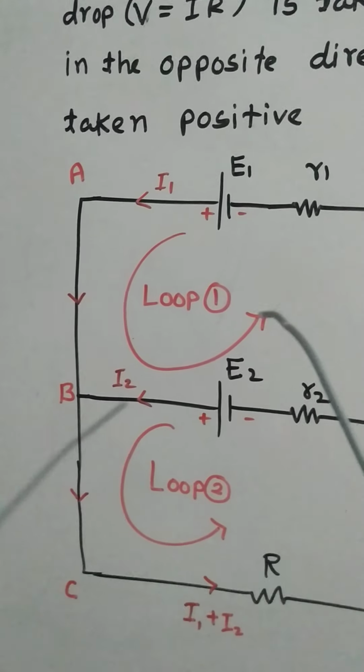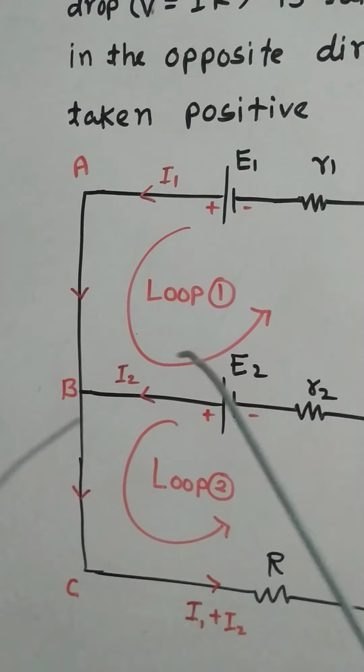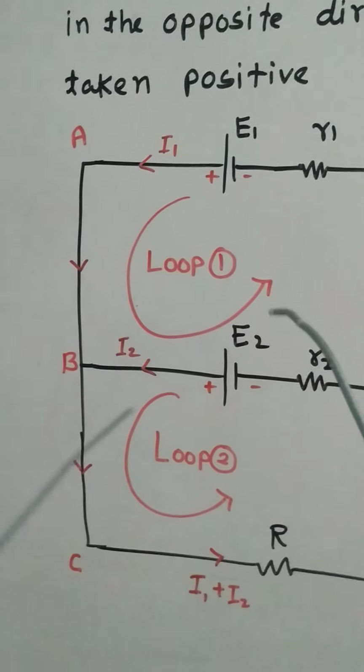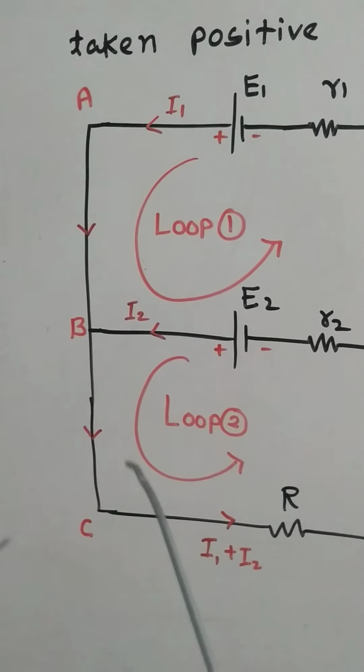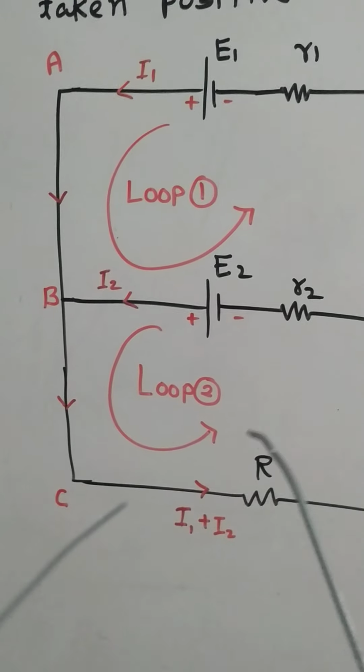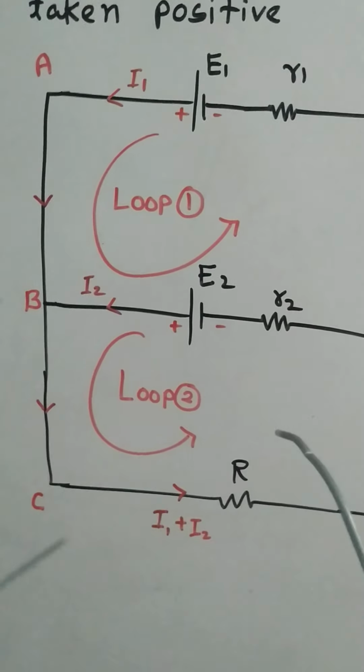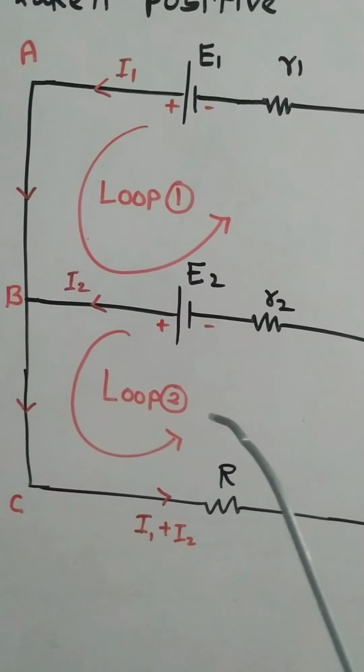Loop 1 is taken anti-clockwise. We can take it clockwise also; it won't make any difference in the calculation. Similarly, loop 2 is also taken in the anti-clockwise direction. We can take it in the clockwise direction also. In any direction the loop can be taken.